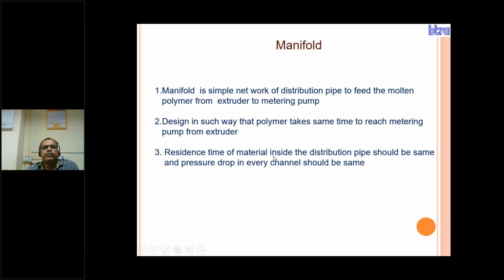The residence time of the material inside the distribution pipe should be the same, and the pressure drop in every channel should be the same. All parameters should be the same, otherwise the fiber property will be different from spinning line to spinning line.